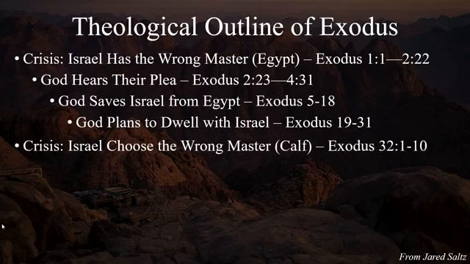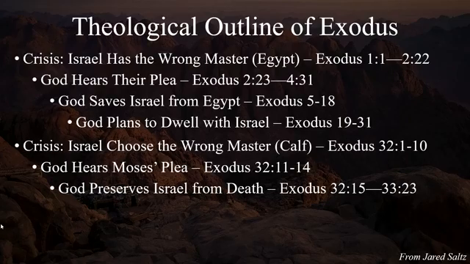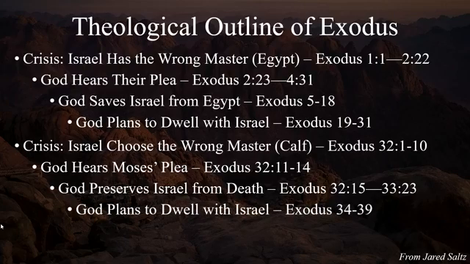We have a second crisis now. This time, Israel has chosen the wrong master. This time, they've chosen the calf. We know that story. God hears Moses' plea. Remember, Moses puts himself in the gap, in the breach. He stands between God and the people as a good intercessor should. God hears Moses' plea and God preserves Israel from death. And then we see that God again plans to dwell with Israel.